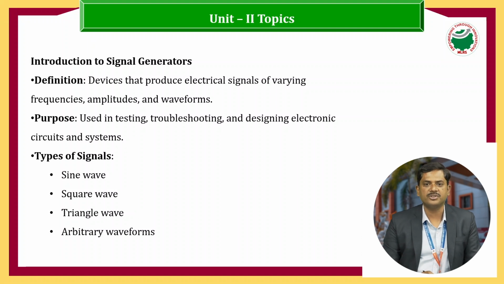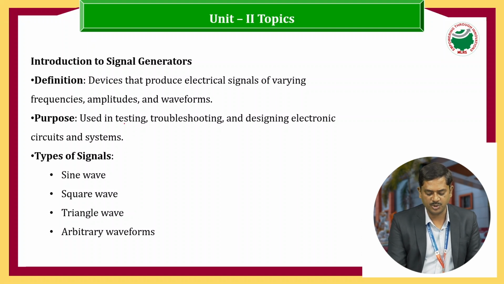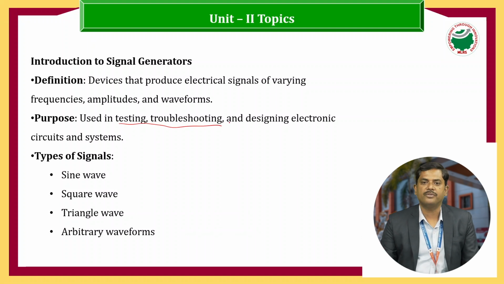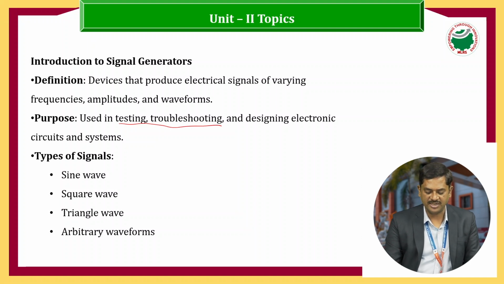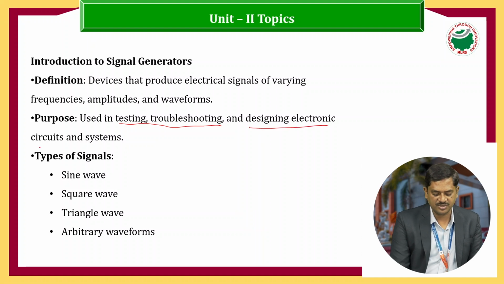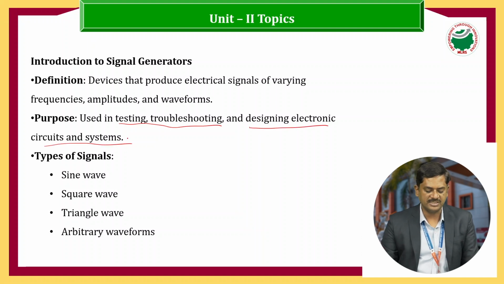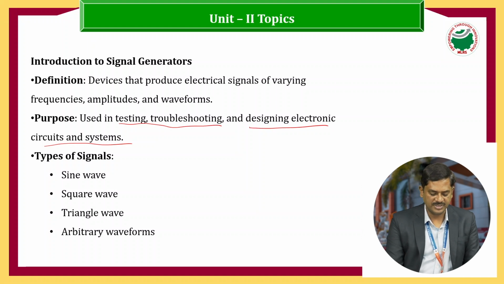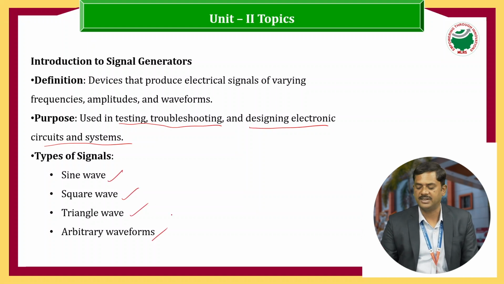The purpose of using signal generators is especially for testing. Whether a particular circuit or a particular instrument is working or not can be checked with the help of the signal generator. Even in designing electronic circuits and systems, we use signal generators. The basic signals that are generated are the sine wave, square wave, triangular wave, and any arbitrary wave that can be listed out.